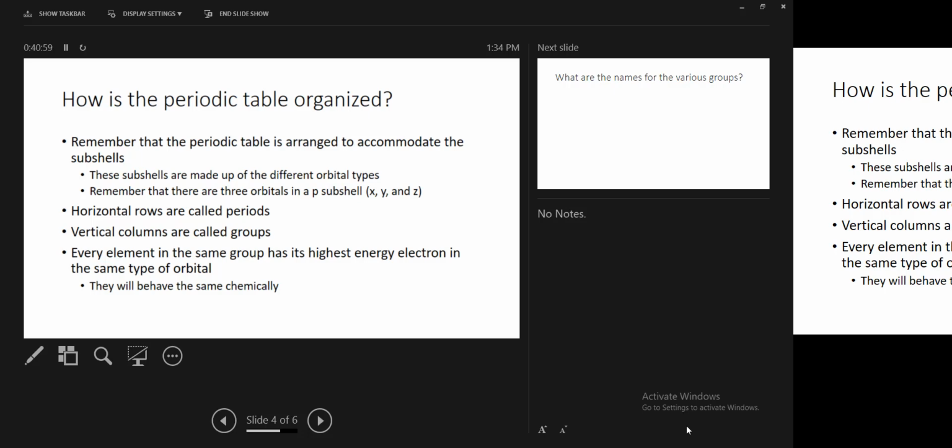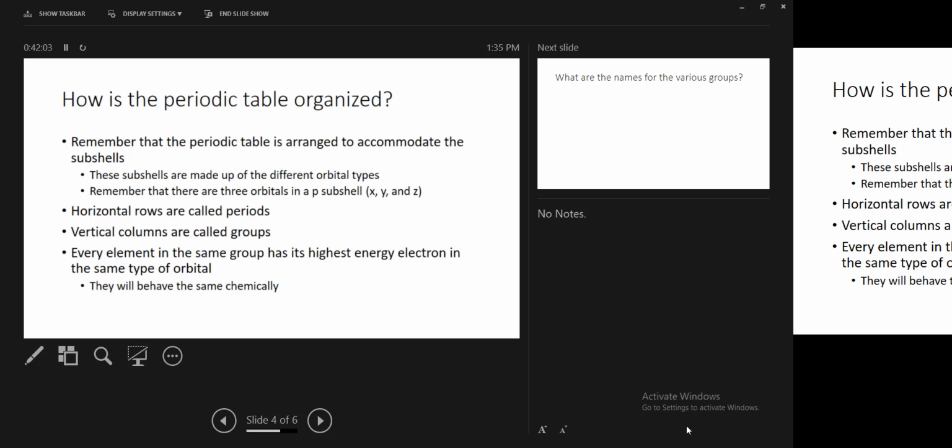All right, so how is the periodic table organized? Let's answer this question. There are several ways we can answer this. I think the best way to answer this is like this. It's organized so that every element in a column behaves the same.